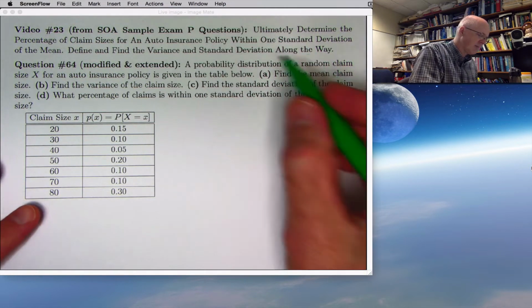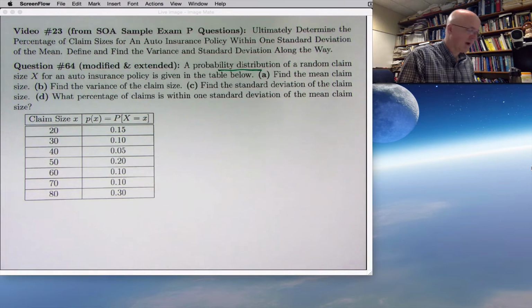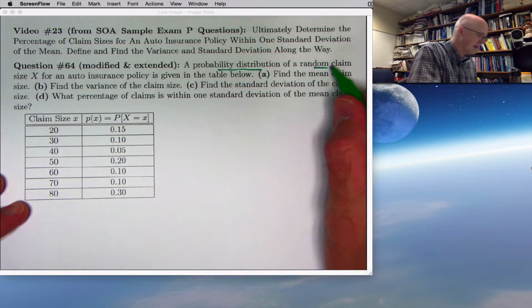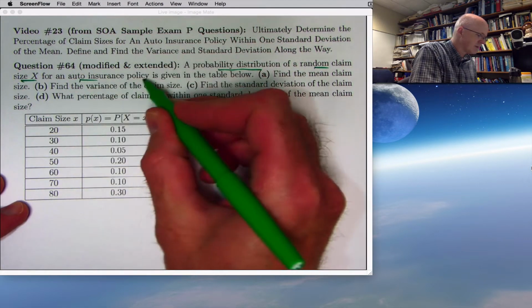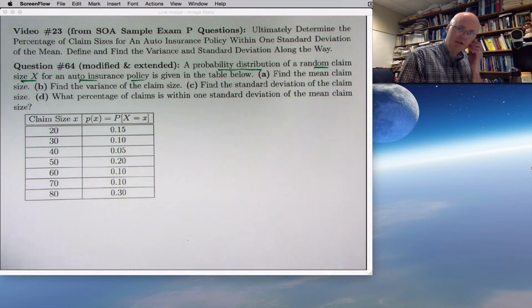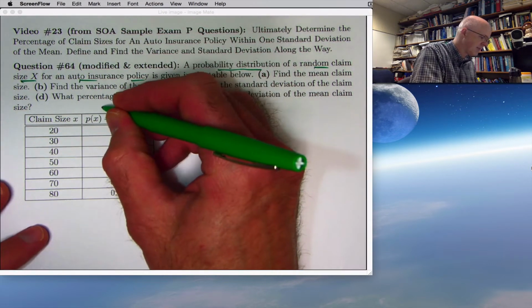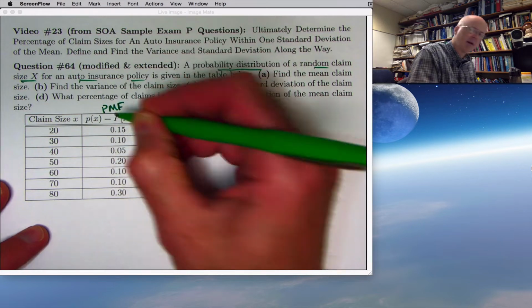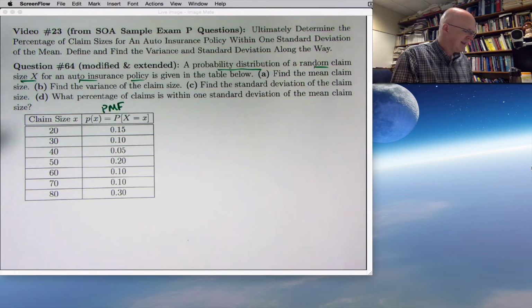So what we have here is a probability distribution for a discrete random variable. It's the random claim size X for an auto insurance policy. It's given in this table that you see here below. This is the probability mass function here, PMF, that we've talked about. Is that really best modeled by a discrete random variable? Maybe it'd be better to model this with a continuous random variable. I mean, we are only using a finite number of values here. Well, that does simplify things. So we're going with a simpler approach rather than a more complicated continuous approach.